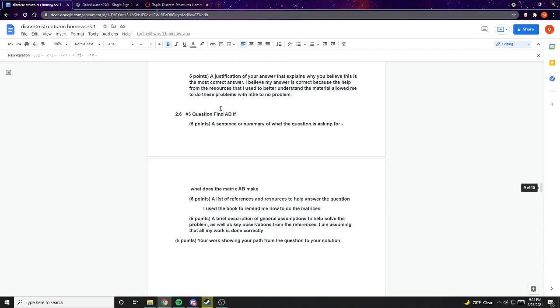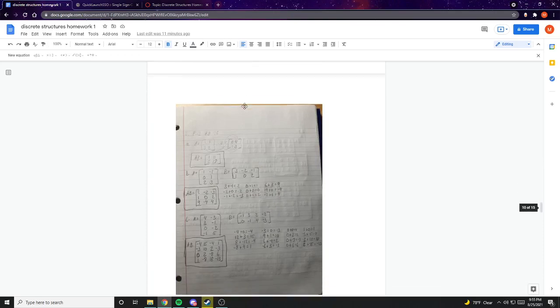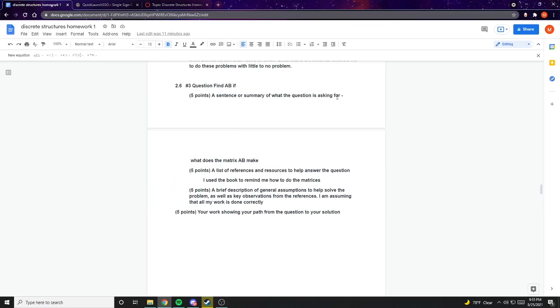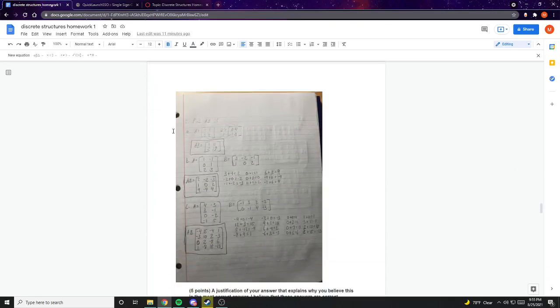Okay, so 2.6, question 3, find AB. I think I have the picture here. So we're just trying to find what the matrix AB makes. I used the book to remind me how to use matrices because I haven't used them for 4 years or something. Now I'm going to assume that all my work is done correctly because everything was nice and pristine. So you can kind of see here.